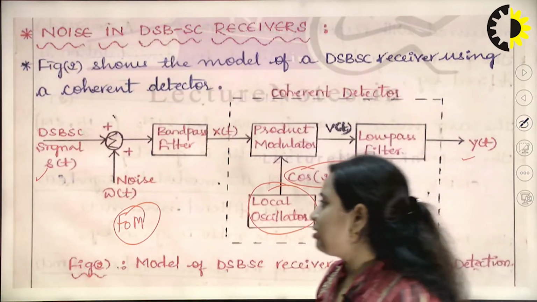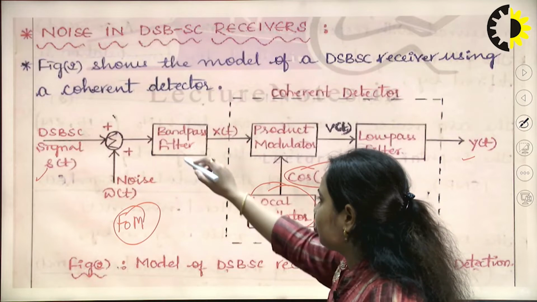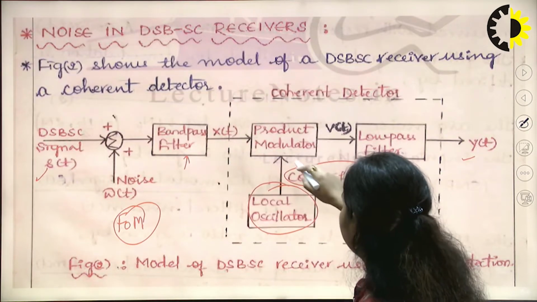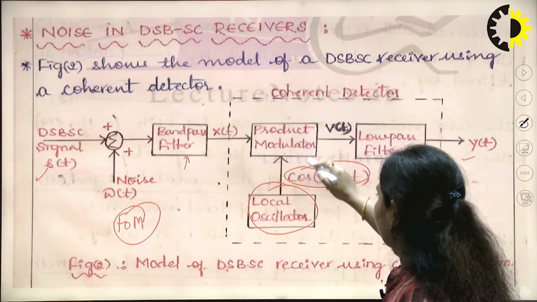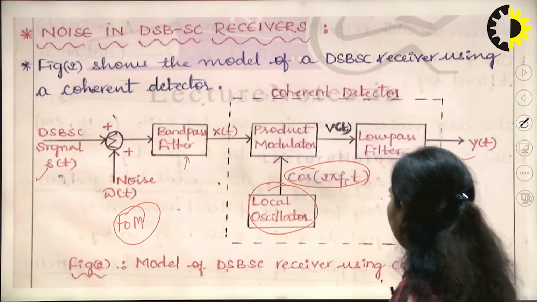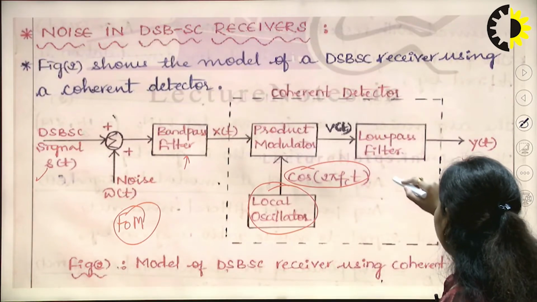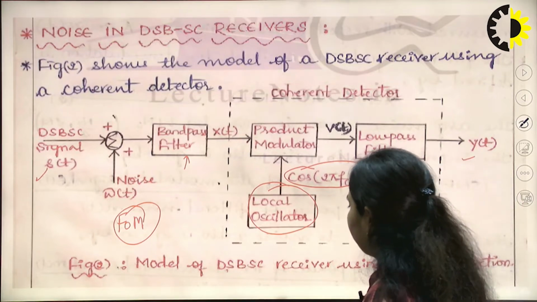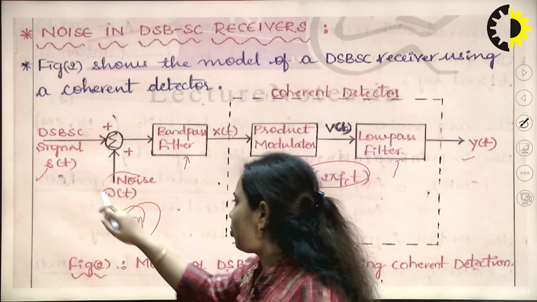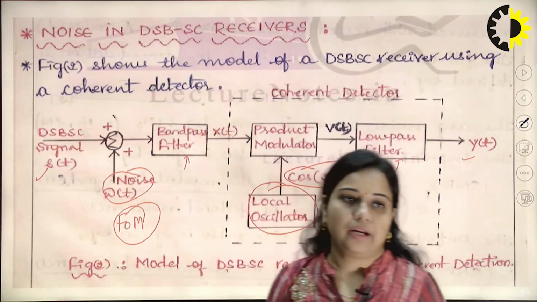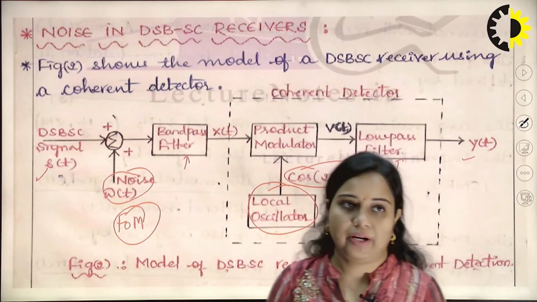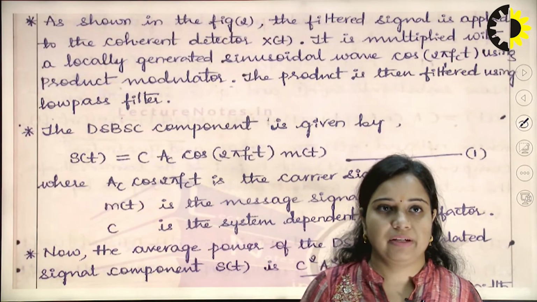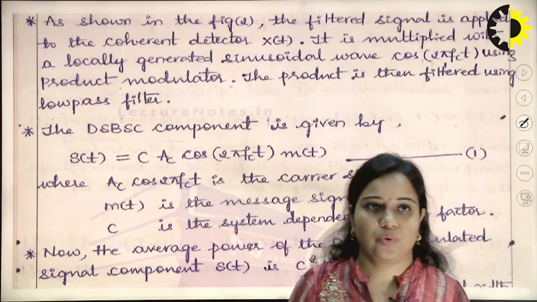The DSB-SC signal is passed through a band pass filter, then through a coherent detector, that is a product modulator where the input is a local oscillator, and the output goes to a low pass filter. So, you can find out the signal to noise ratio. This noise is the AWGN noise, that is additive white Gaussian noise. As shown in this figure, the filtered signal is applied to the coherent detector.